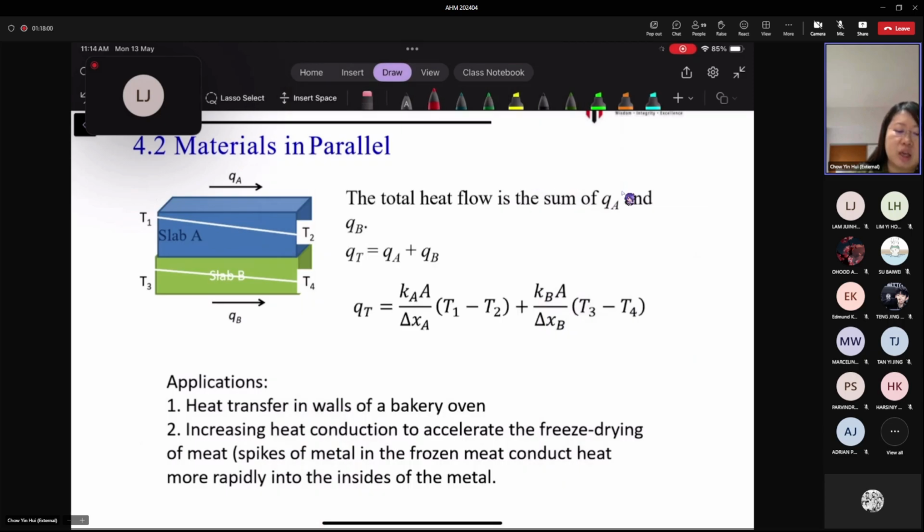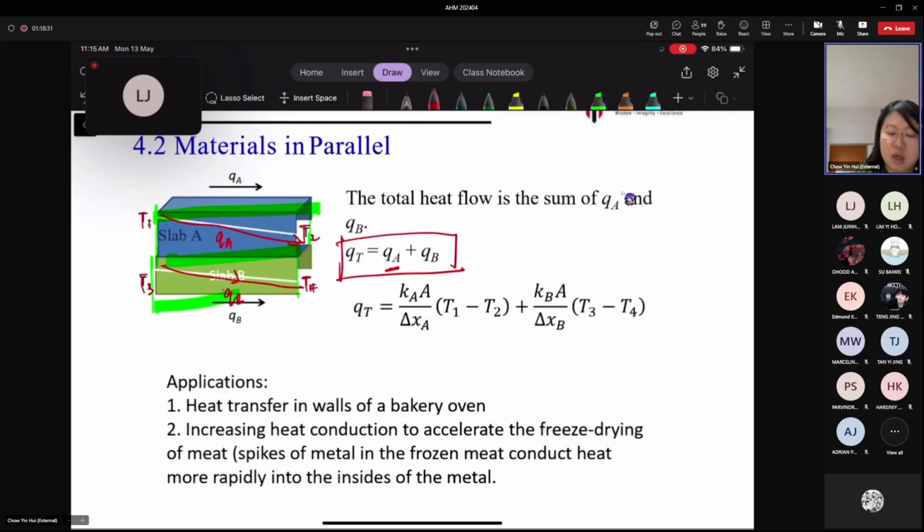Let's say you have one material A and another material B, and on each of its surface at different boundary, at different side is different, and each material has its own conductivity. Then the rate of heat transfer in the x direction equals the rate of heat transfer through material A plus the rate of heat transfer through material B. It's the sum of both.